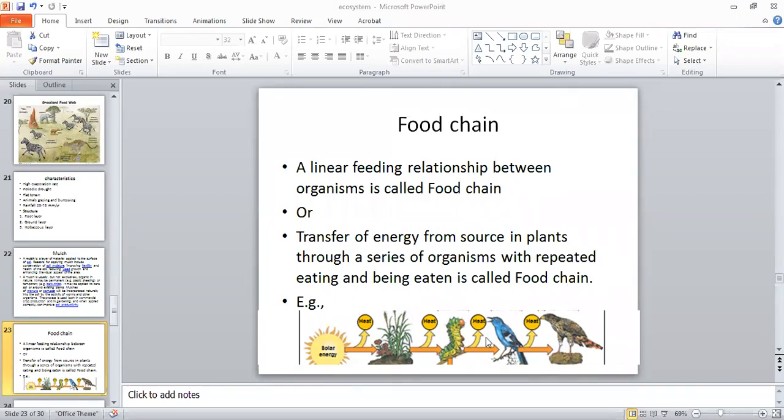So at each trophic level, there is a single organism present. This type of feeding relationship is called a food chain. Each level of feeding is termed as a trophic level, or each level of nourishment is termed as a trophic level.